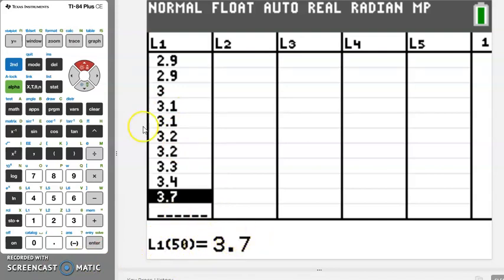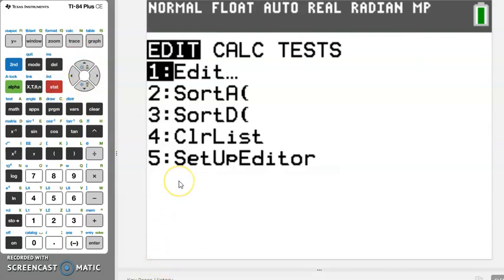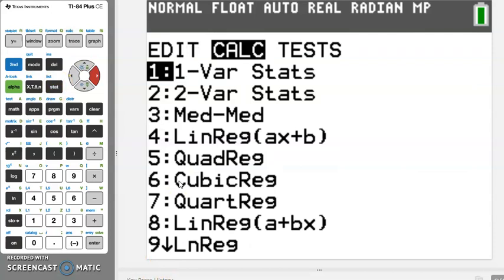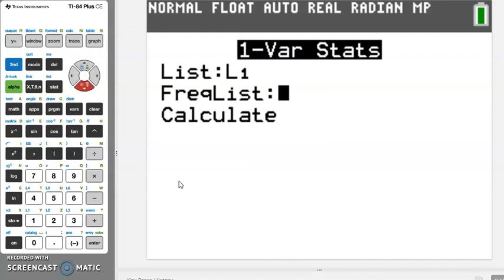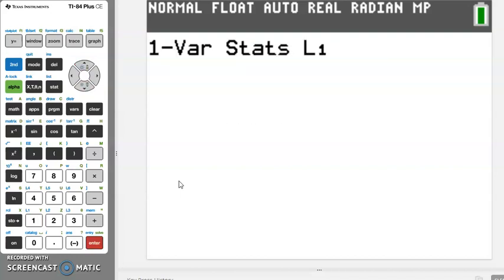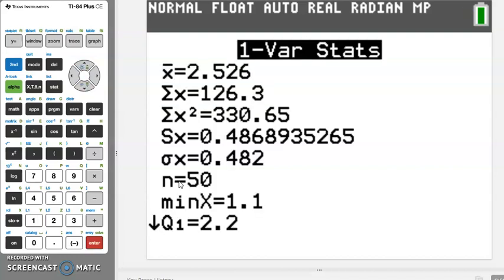Hopefully everything's in correctly. And remember what you do is you hit stat. And then you're going to hit over to calculate. So hit right, and then you hit 1-Var Stats. So hit 1 or enter. List 1 is what we need. We already have that. If you need to change it, you can just hit second function and your numbers to get the list, but it should be okay. Hit calculate, and we have our mean.